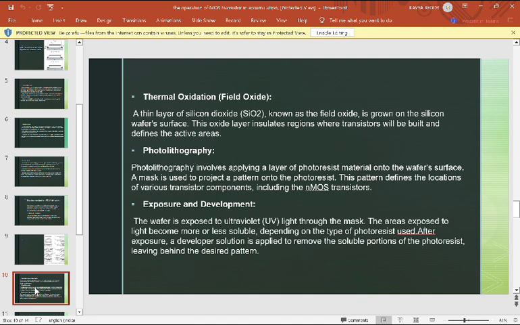Next is photolithography. Photolithography involves applying a layer of photoresist material onto the wafer surface. A mask is used to project a pattern onto the photoresist. This pattern defines the locations of various transistor components, including NMOS transistors.